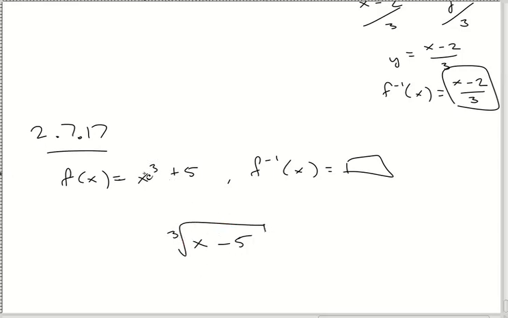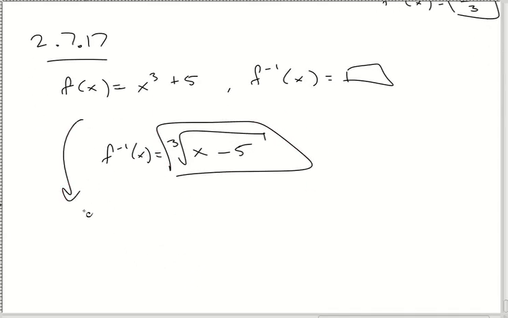Now here's one more thing. I'm only cubing the x. Now I'm cubing everything. Well, cube rooting everything. Or you could say that the 5 was on the outside. Now it's on the inside. Opposites in every way possible. That's your answer. Now let me do the long road.